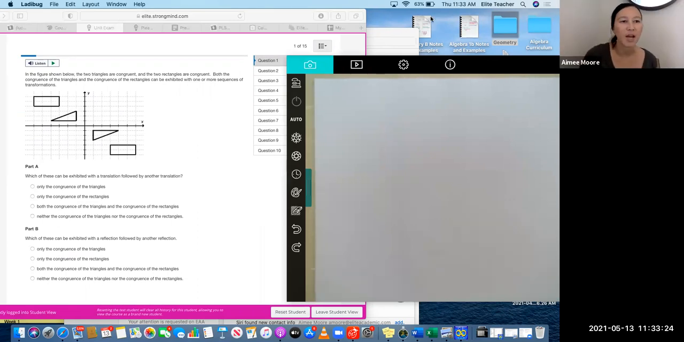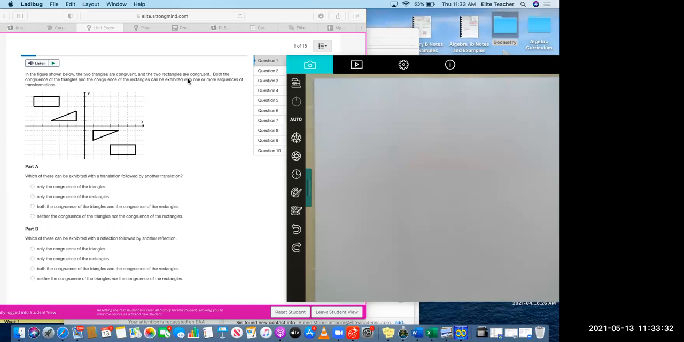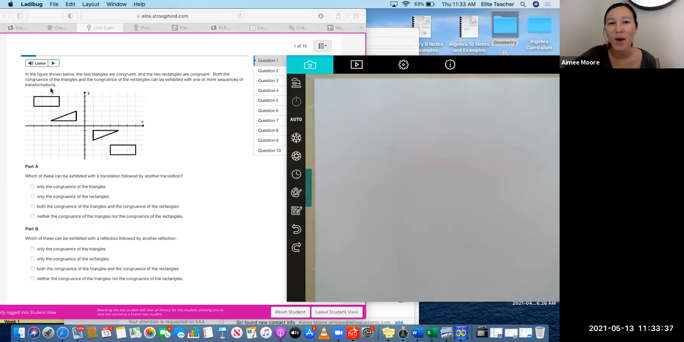Perfect. Okay, so in the figure shown below, the 2 triangles are congruent and the 2 rectangles are congruent. Both the congruence of the triangles and the congruence of the rectangles can be exhibited with 1 or more sequences of transformations. So using what we learned last unit, we have to answer which of these can be exhibited with a translation followed by another translation. Remember, a translation is a slide. So which one could we slide twice?